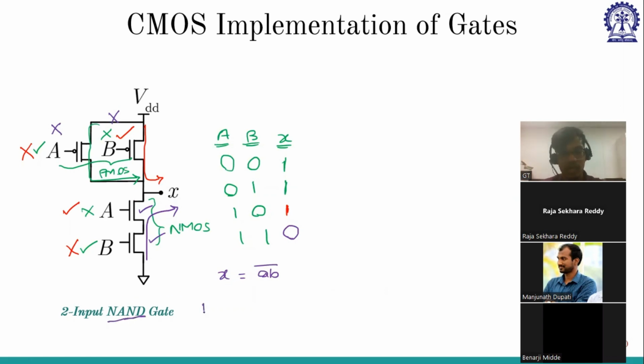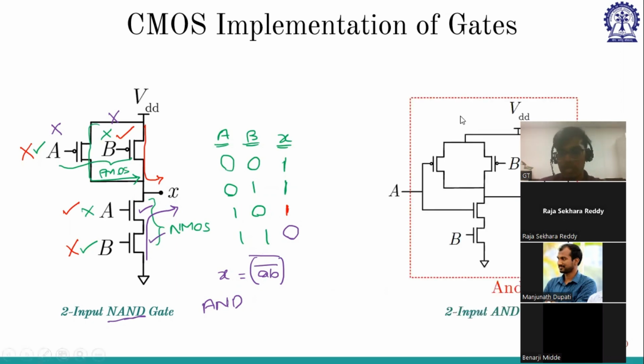But if you want an AND gate, what can we do? We can do NOT of this. And how can we implement a NOT? We can use a CMOS inverter. So this is a CMOS inverter. The front stage is NAND and the next stage is NOT. So Y is nothing but, so this stage until this point.